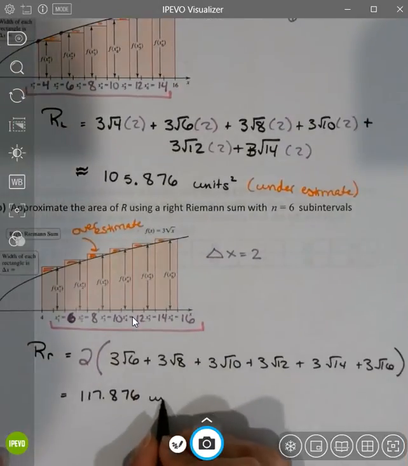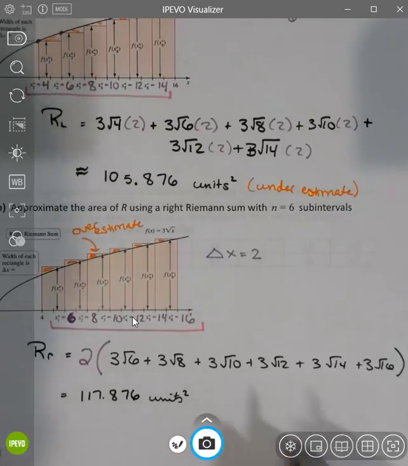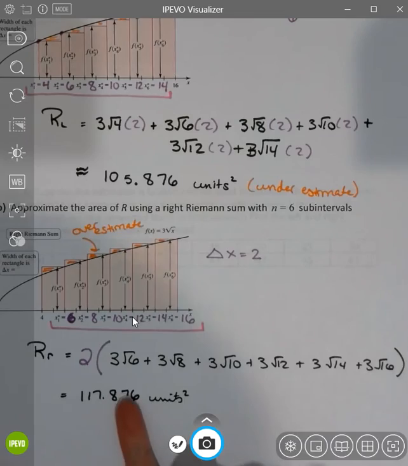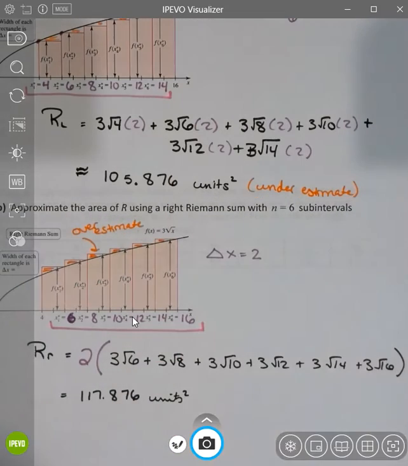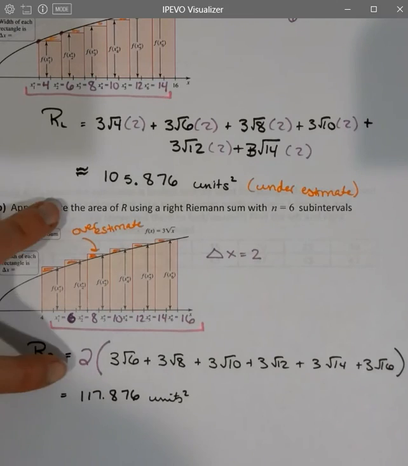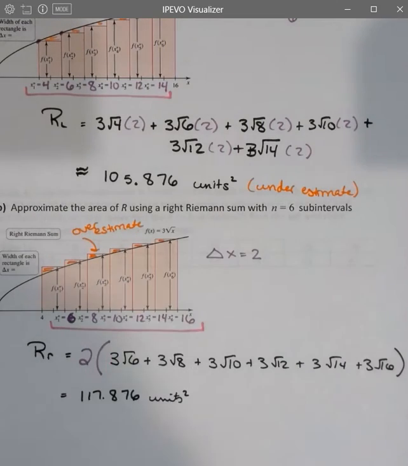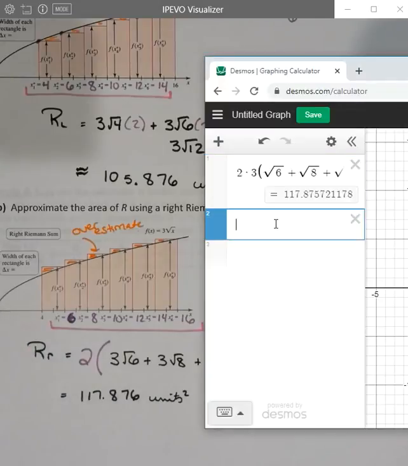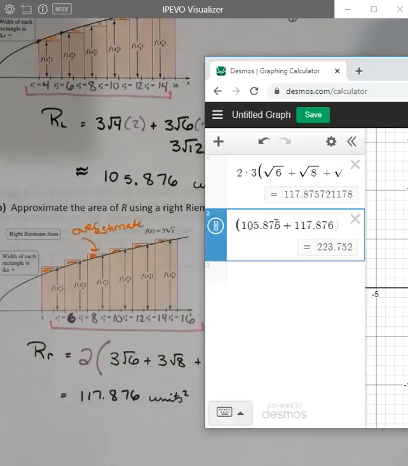Okay, now again, neither one is perfect. This one's too big, that one's too small, but by doing both of them, I know that the actual area is in between those. So I could average them if I wanted to and get a good guess of what the actual is. So if we do that real quick, the 105.876 plus 117.876, average that.